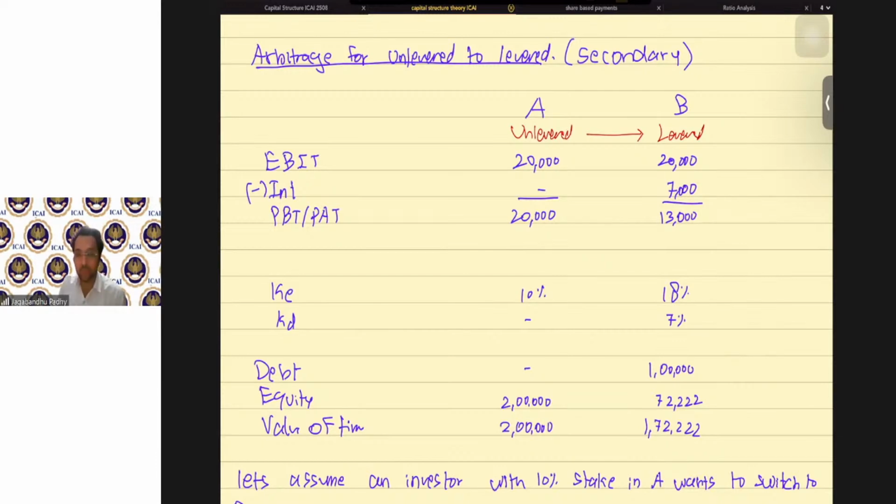If yes, then we can go for the remaining questions that we have in the handout of capital structure. Are we clear with this? Can we go for the remaining questions in the handout? Shall we go for the next question? Yeah, guys.